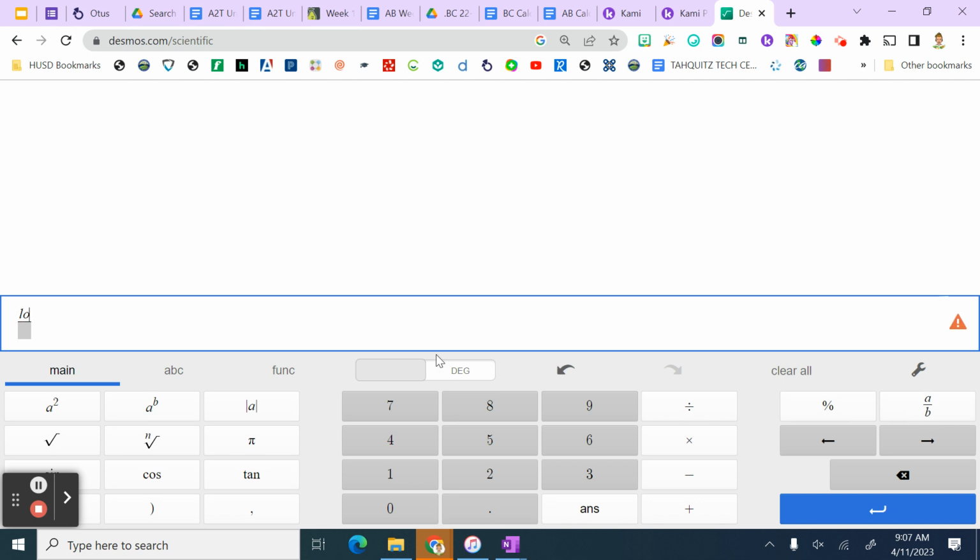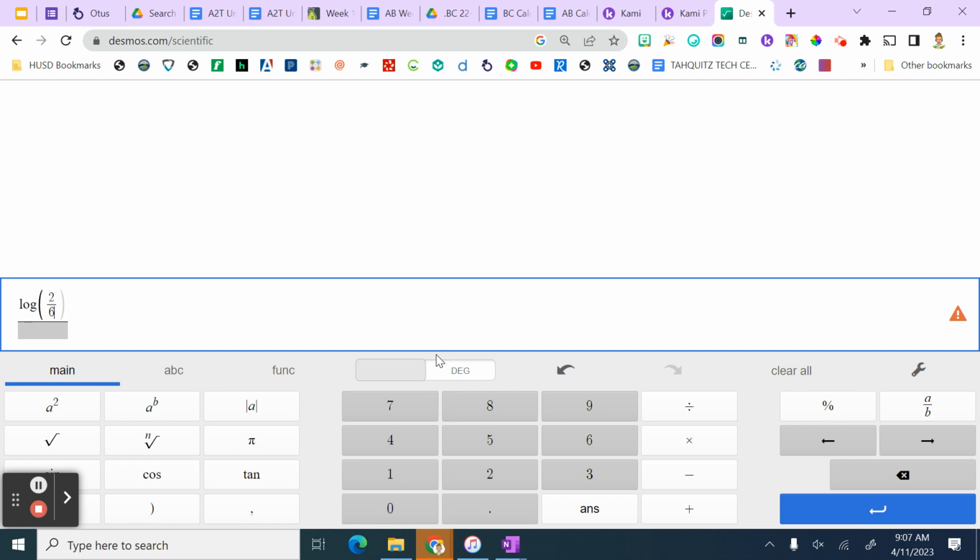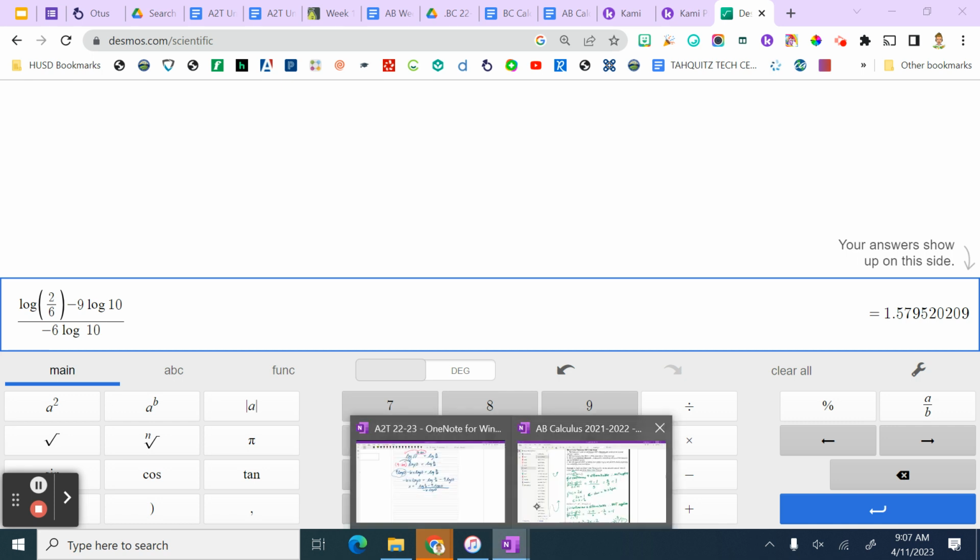Okay. So I've got log, and in parentheses I'm going to do 2 divided by 6. I'm going to close that parentheses. Minus 9 log 10. And then on the bottom of my fraction, I'm going to do the negative 6 log of 10. So I get 1.5795, which means that I need to round it to 80. Okay. So 1.580.